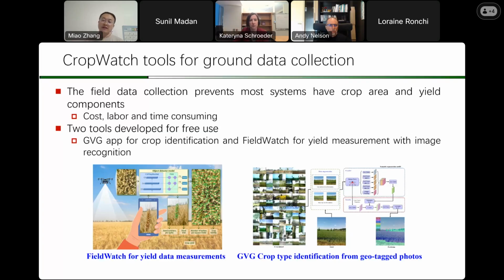GVG is another app to collect crop photos during the field survey, and then artificial intelligence models are employed to detect what type of crops are cultivated in each photo, linked with geolocations. So those data can be matched with remote sensing data to estimate crop area and to map crop type across different regions.